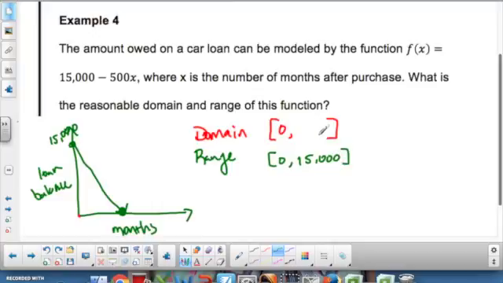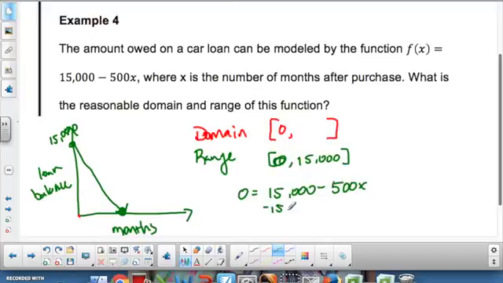So in order to figure out this missing domain value, basically that means what's the end of this loan? What's the last month where I finally hit a 0 balance? To figure that out, I'm going to make my y value, or my balance, equal to 0. So it's going to be 0 equals 15,000 minus 500x. And all I've got to do to figure out the upper limit of that domain is solve for x.